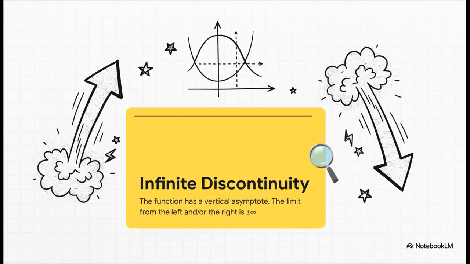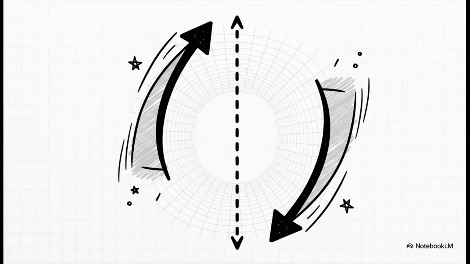And finally, we have the most dramatic break of all, the infinite discontinuity. This is where things get wild. As the function gets closer to a certain x value, the y value just explodes. It shoots straight up to positive infinity or plummets down to negative infinity. There's no containing it. You've probably seen these before and called them vertical asymptotes, and that's exactly what they are. This isn't a simple hole or a jump, it's a fundamental chasm in the graph. There is absolutely no way to bridge this kind of gap. The function's value is just off the charts.